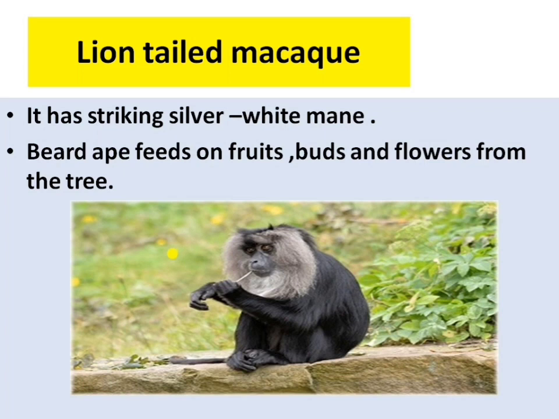They are found exclusively in the Western Ghats mountains of southern Western India, in the upper canopy of tropical evergreen and monsoon forest. Their population is declining day by day because they are threatened by habitat fragmentation, hunting and the pet trade. So these are the adaptations of the lion-tailed macaque.